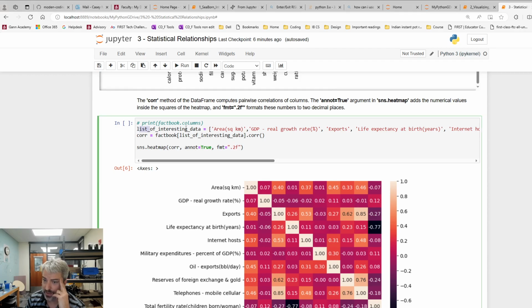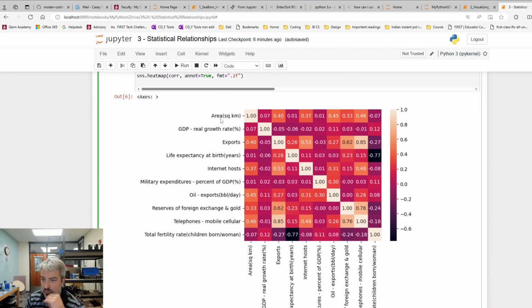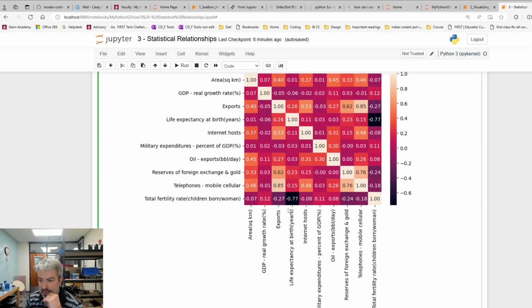I thought this would be some interesting data to look at from our CIA Factbook data. I took out these rows or columns, and we're finding the correlation between those two. So we can see interesting things like life expectancy at birth is negatively correlated with the total fertility rate, which is kind of interesting.